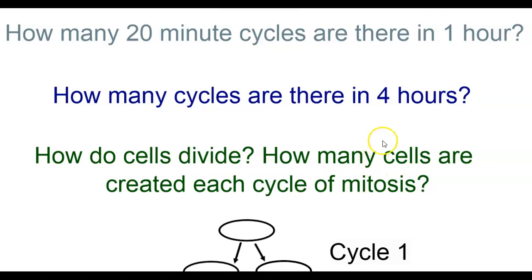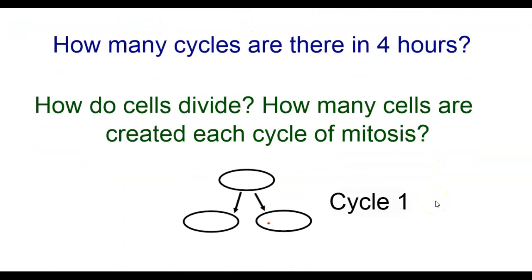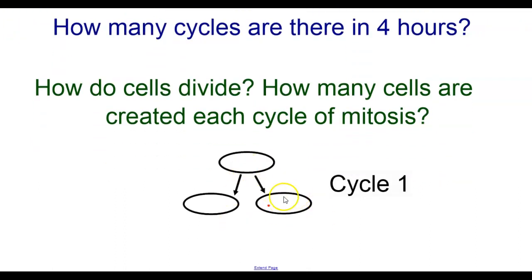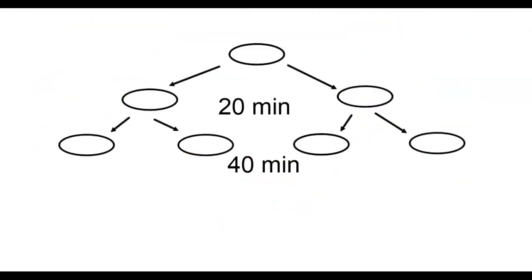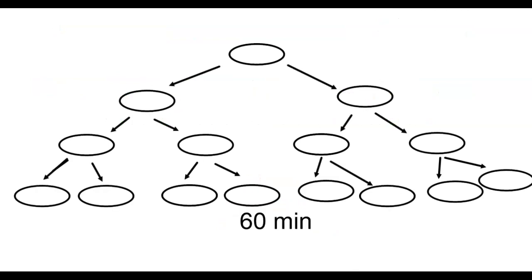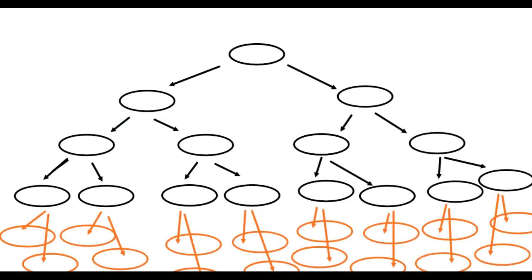How many times will it divide in 4 hours? If it divides 3 times in 1 hour, how many times will it divide in 4 hours? Now that we know that, how do cells divide? How many cycles are we going to need to figure out? Here's 2. Here's 3. There's 4. How far do I have to continue my tree diagram?